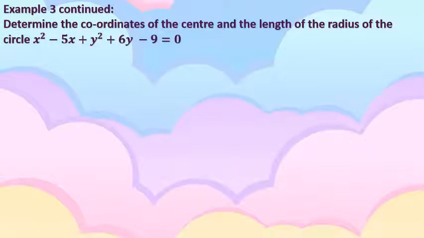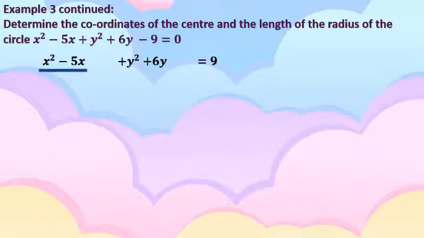So let's start off by spacing out the equation and kicking the negative 9 over to the right-hand side of the equal sign. There I've grouped my x's together, my y's together, and my 9 has been taken over. Look at how I've left gaps. I am going to fill those gaps with something, and this is what you need to memorize.